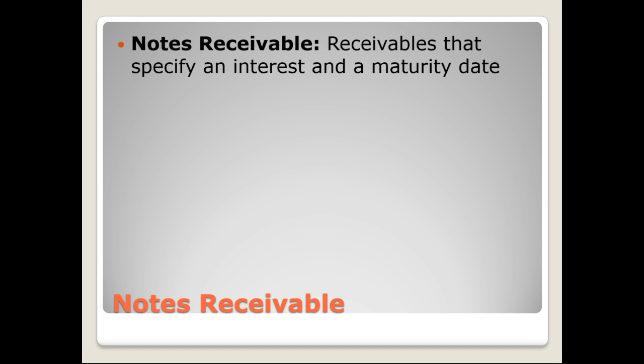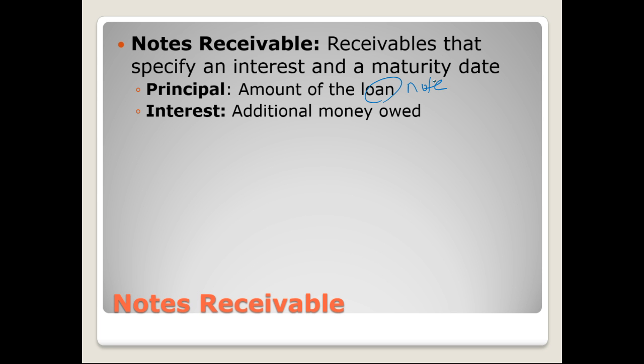Now, for a business that's going to offer loans that are 12 months or less, we call it, as we mentioned earlier, a notes receivable. It's going to specify an interest rate, and it's going to specify a maturity date. The principal is the amount of the loan itself, the amount of the note. Remember, notes are technically loans, but the amount of the note is the principal. P-A-L, not P-L-E. And interest is additional money owed, and it will always be some percent of principal. It will be quoted as an annual rate.